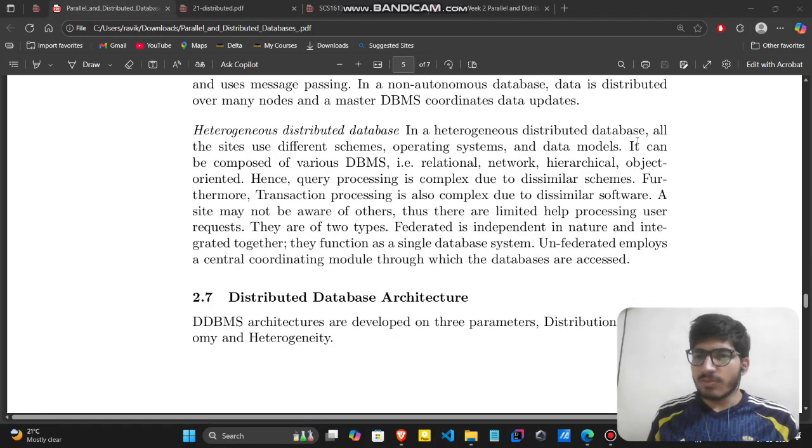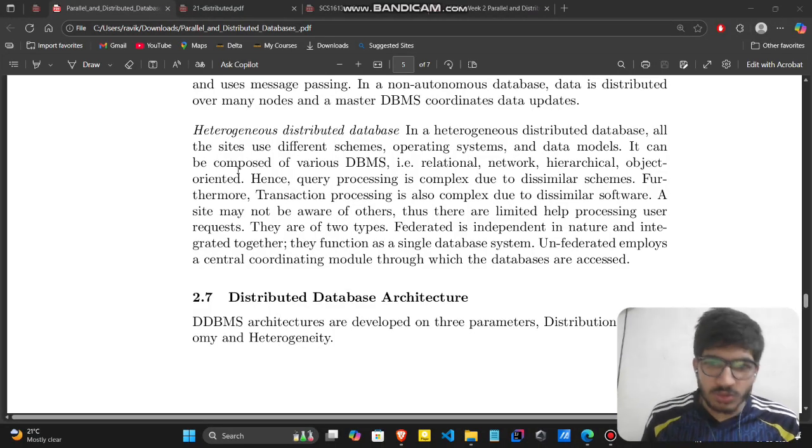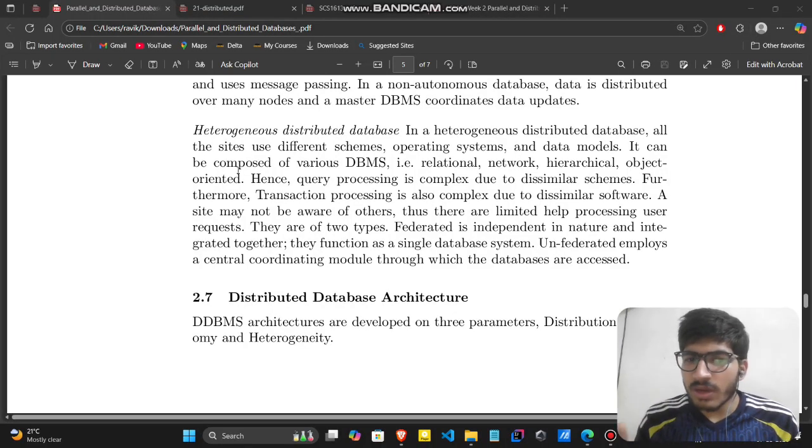Now, heterogeneous distributed database. In this type of database, all the sites use different schemas, operating systems, and data models. It can be composed of various DBMS, that is relational, network, hierarchical, object-oriented. Hence, query processing is complex due to dissimilar schemas. Furthermore, transaction processing is also complex due to dissimilar software. A site may not be aware of others, thus there is limited help in processing user requests.